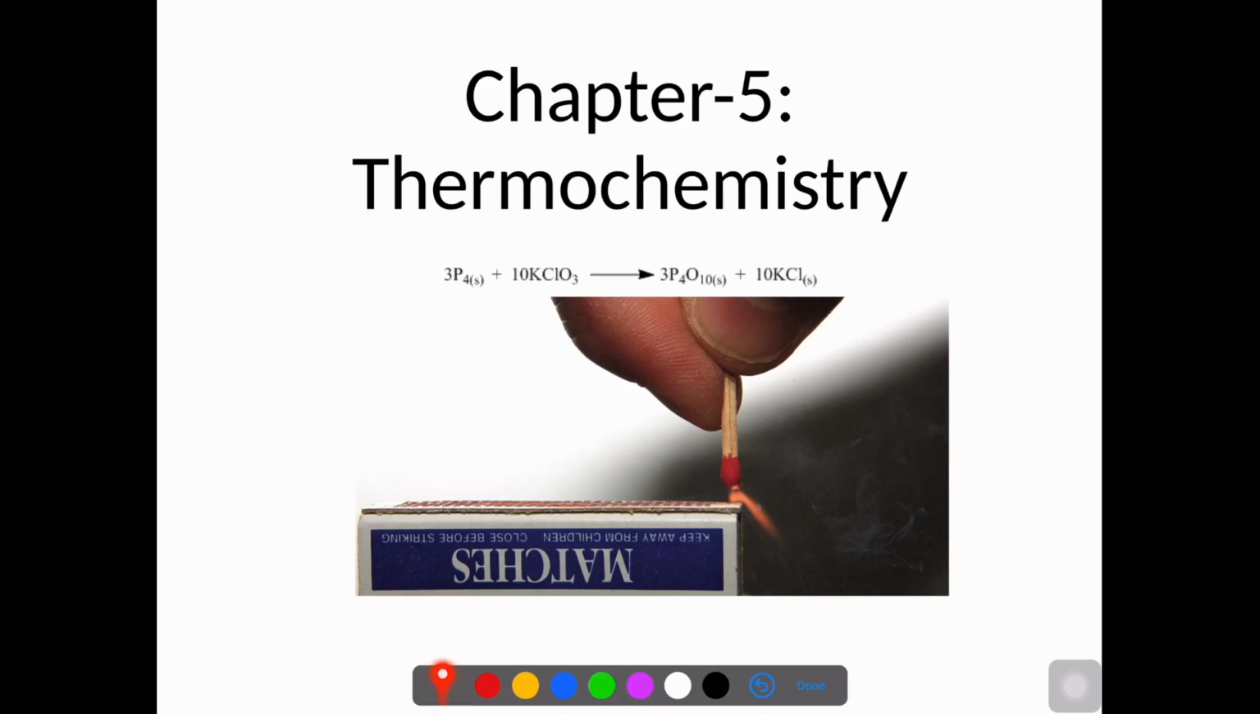We talked about chemical reactions a lot, but we left out one important component of chemical reactions, which is energy. Energy can be a product in chemical reactions or it can be a reactant. For example, in this match head reaction, the reaction that occurs when you light up a match, it's basically oxidation of phosphorus. It releases energy. So energy is a product in this chemical reaction. And the study of the energy component in chemical reactions is what we are going to learn in this thermochemistry chapter.